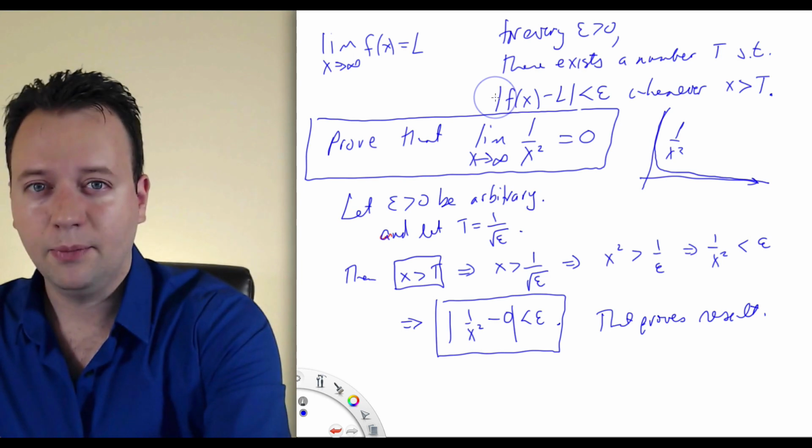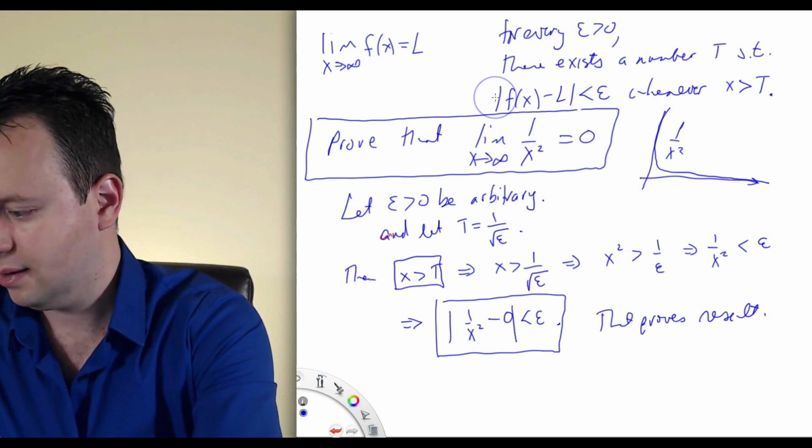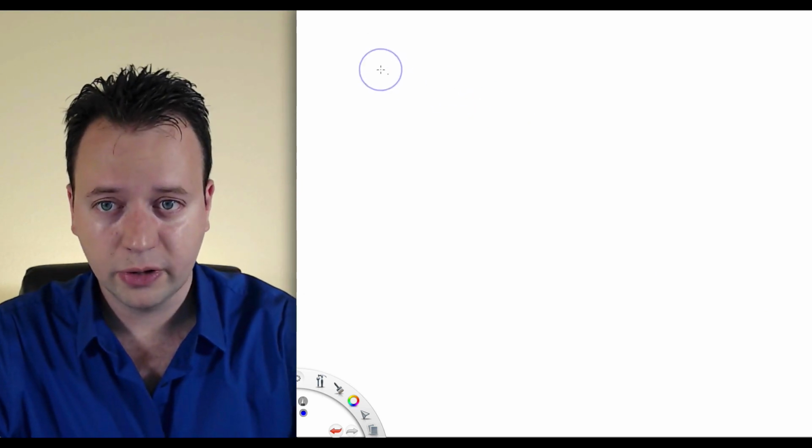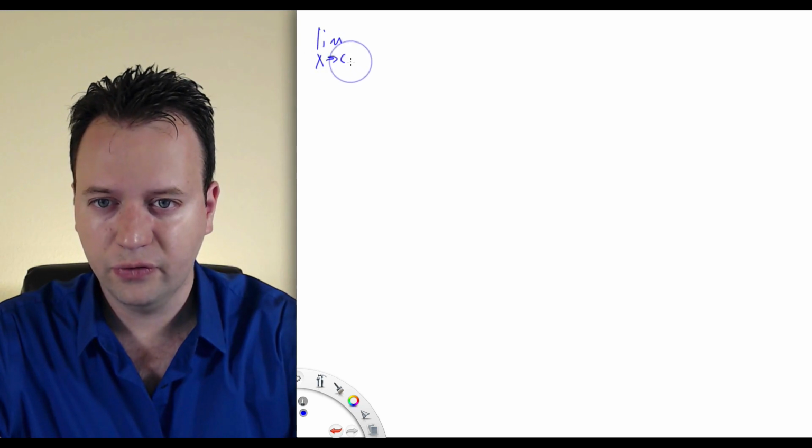So for our next example, we'll take a look at a limit as x approaches a constant, and this one's going to be a little bit trickier. So here, let's just review the definition.